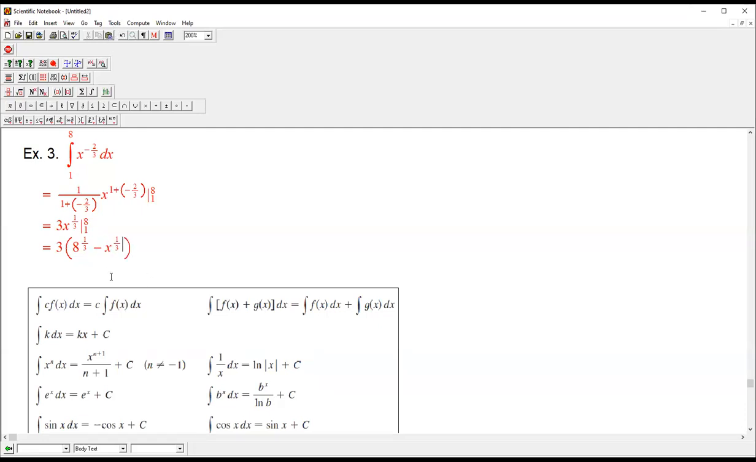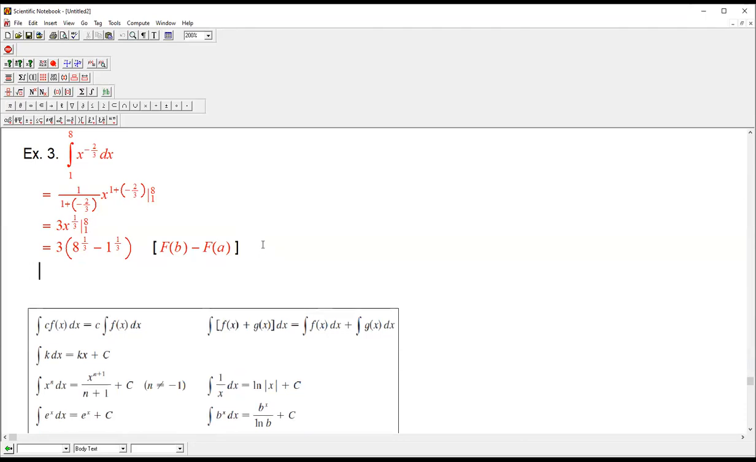And the next one, I'm going to apply capital F of a, right? So what I'm applying here is what the theorem says, capital F of b minus capital F of a. So that's what I'm doing. That's considered the proper application of the fundamental theorem of calculus part 2. And then you simplify.